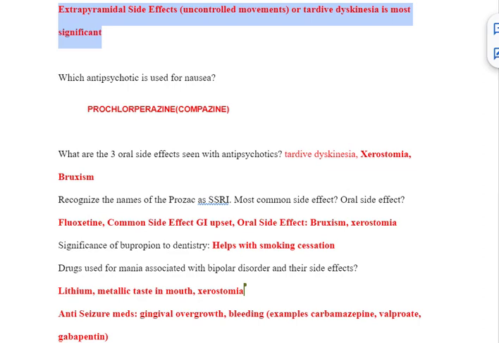In fact, they will continue to up your Prozac until you have nausea, vomiting, and diarrhea because you have most of your serotonin in your gut. So that's how they actually determine the right dose for you, until you're throwing up. Oral side effect, bruxism, xerostomia. Significance of bupropion is help with smoking.